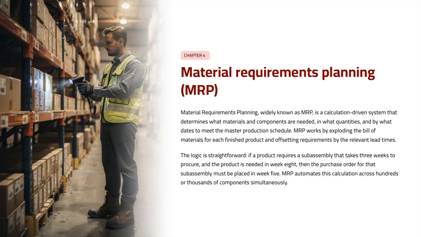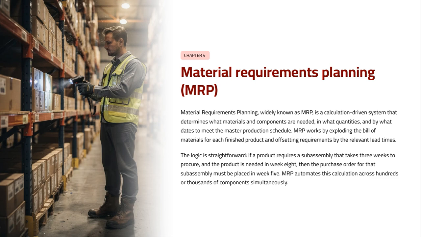Material Requirements Planning, or MRP, is a calculation-driven system that helps manufacturers determine the exact materials and components needed, the quantities required, and precise dates to meet production schedules. It works by breaking down the bill of materials for each finished product and adjusting requirements based on lead times.